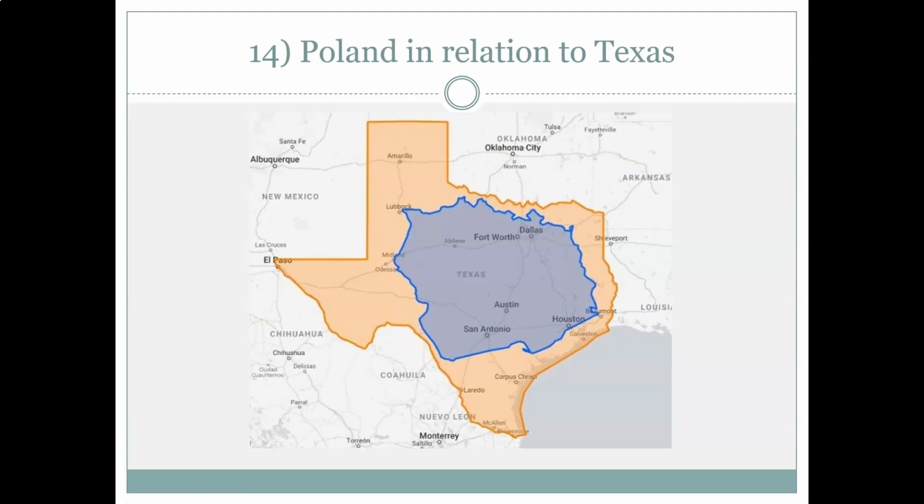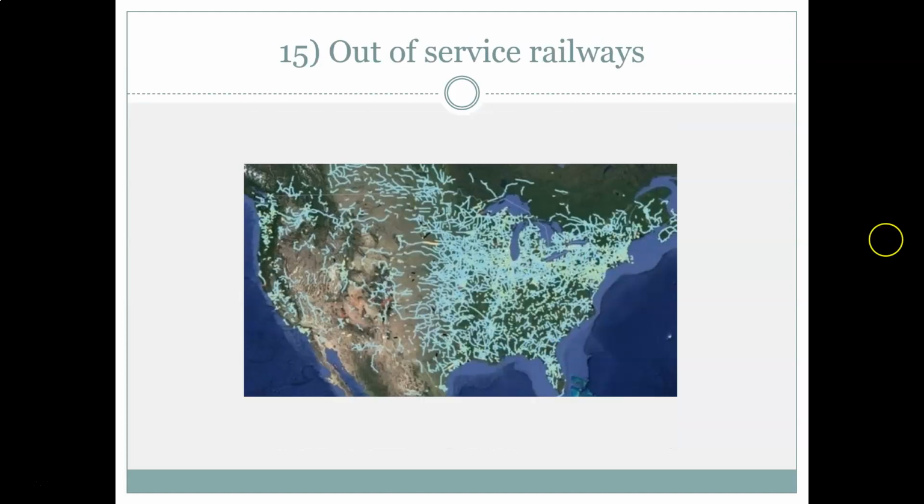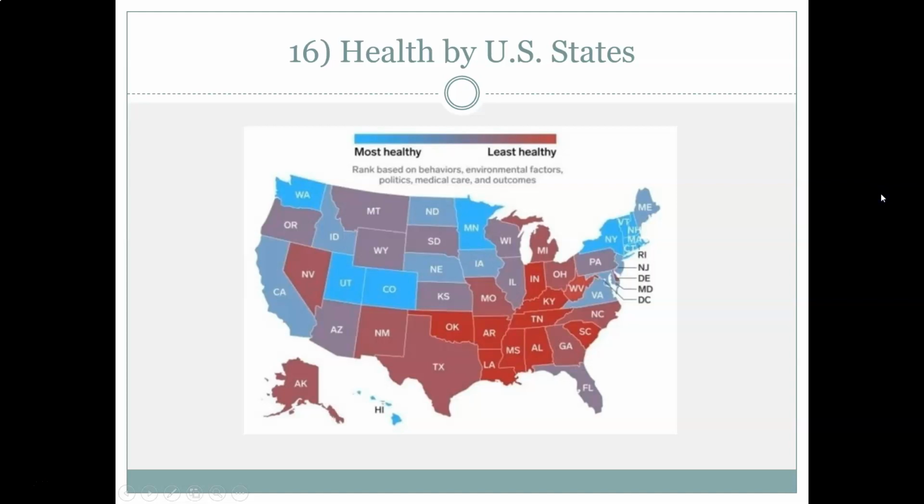Here's Poland in relation to Texas. Nothing real involved there. You might say Texas is really big, or Poland's not that big. Out of service railways. So this shows about the 19th century how important they were, how much is left behind. And you could even connect that one to the light map. Health by U.S. states. We're not doing so hot. So you can see the South is a lot less healthy than a lot of other areas in the country.